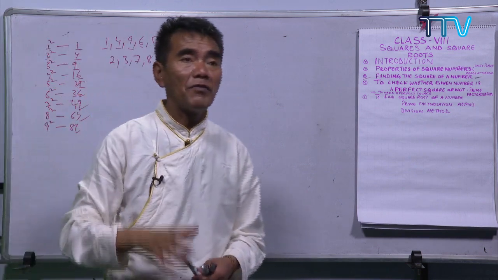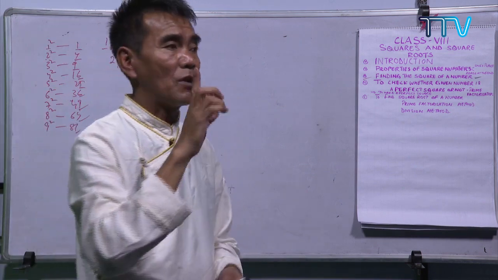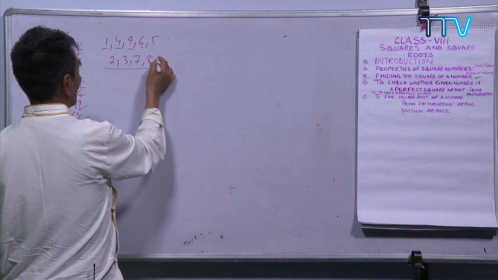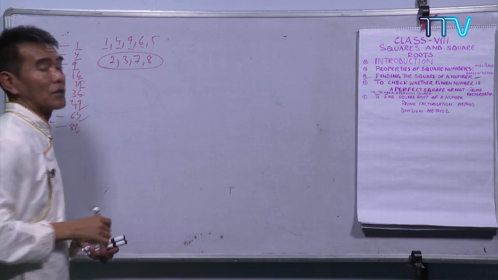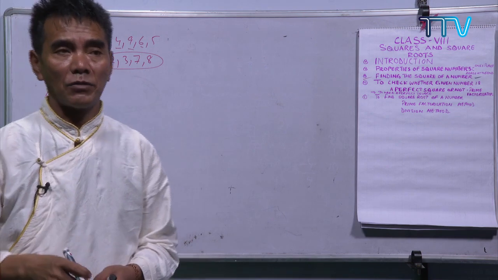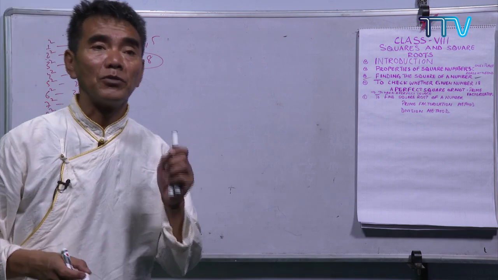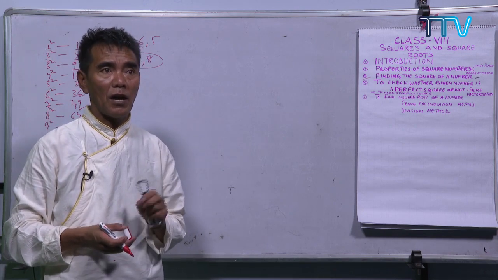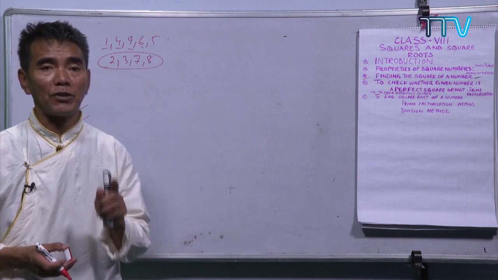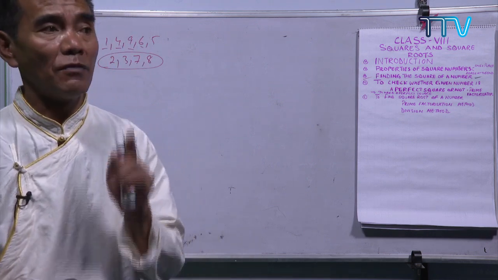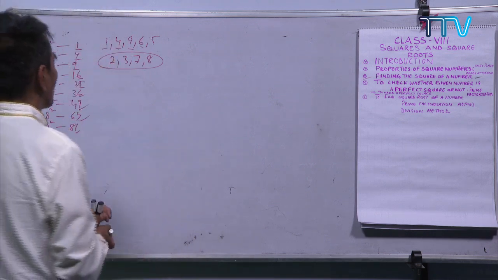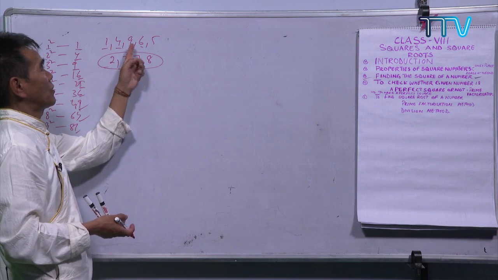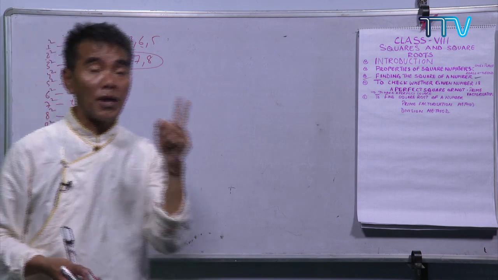So the first step, to check whether the given number is a perfect square or not, you check the unit digit. If the unit digit is 2, 3, 7, or 8, the number is not a perfect square. A number cannot be a perfect square if its unit digit is 2, 3, 7, or 8. If the unit digit of a number is 1, 4, 9, 6, or 5, it may be a perfect square.